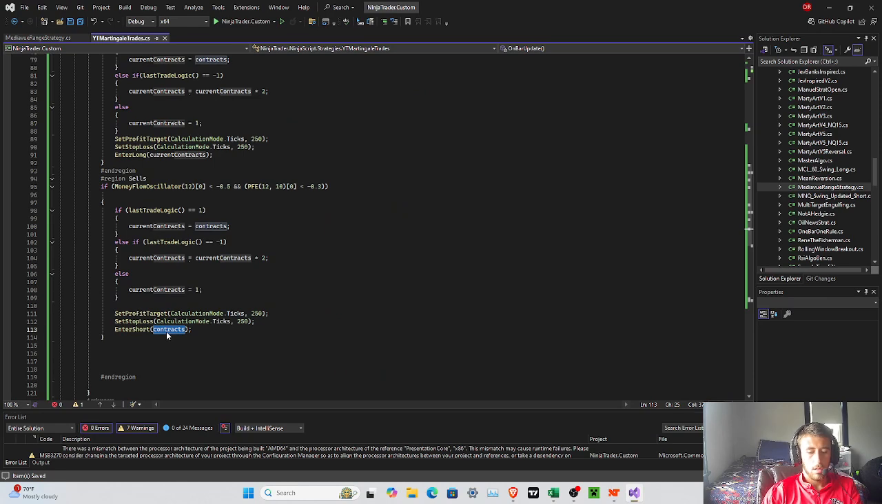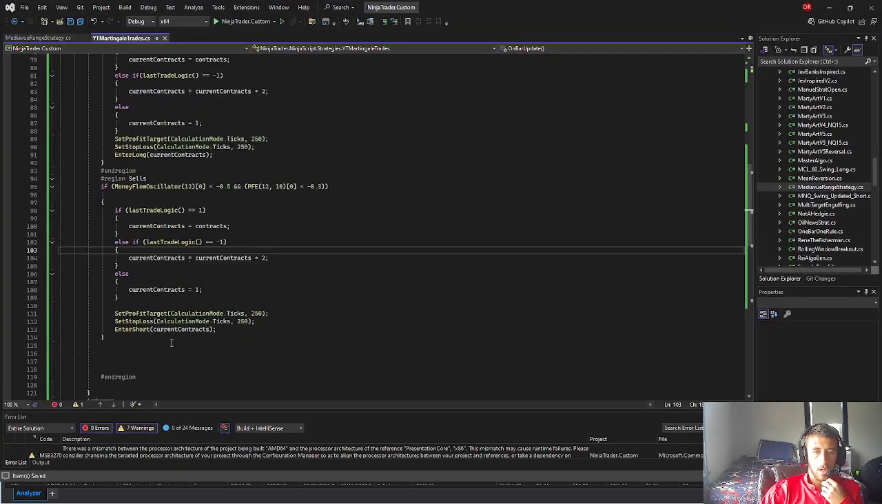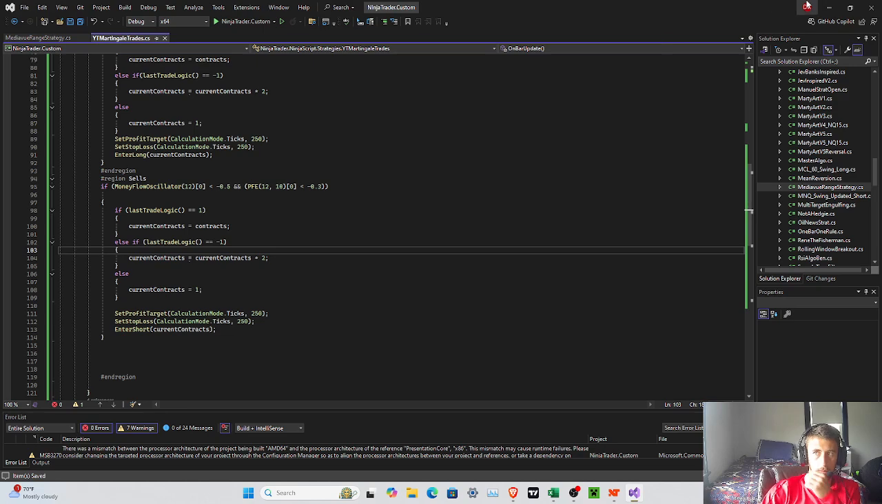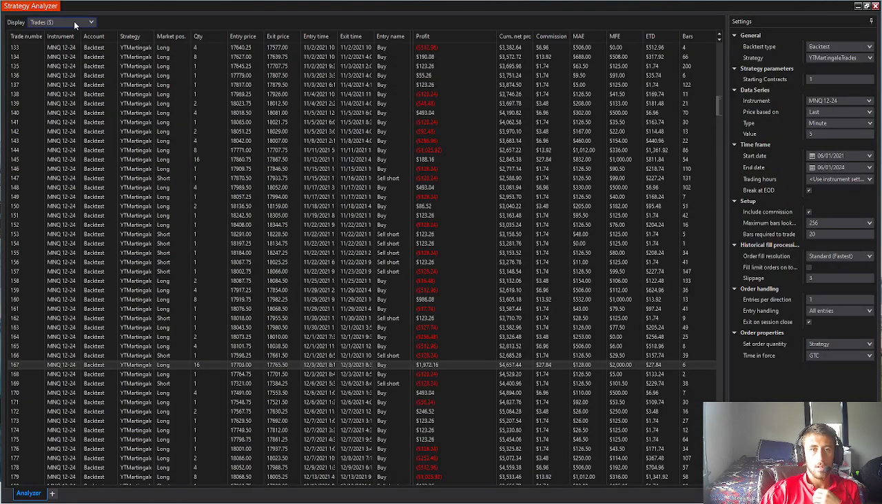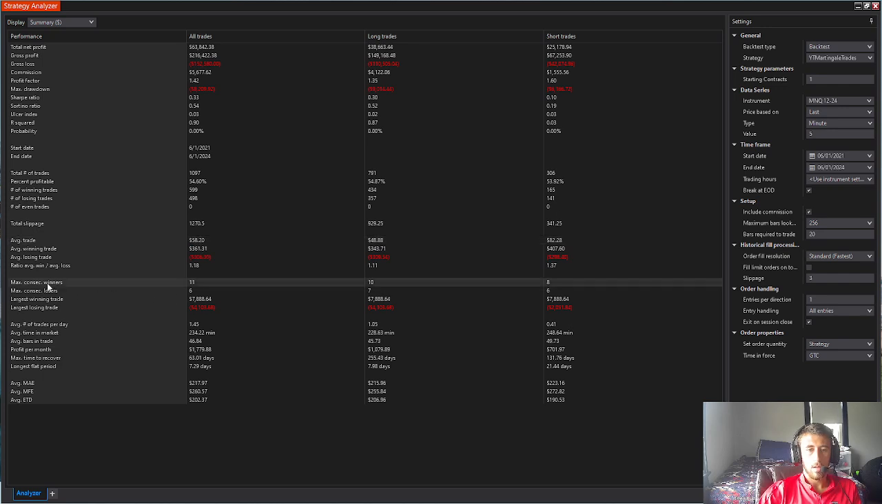Oh, that would make sense. I had just the regular contracts, not the modified contracts. Alright, and look at that. We just added 23,000 to our profit while keeping the same drawdown. Average trade, $58. Max consecutive winners, max consecutive losers.